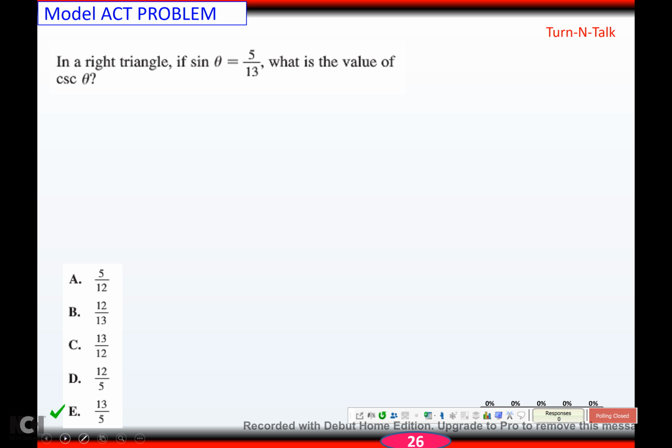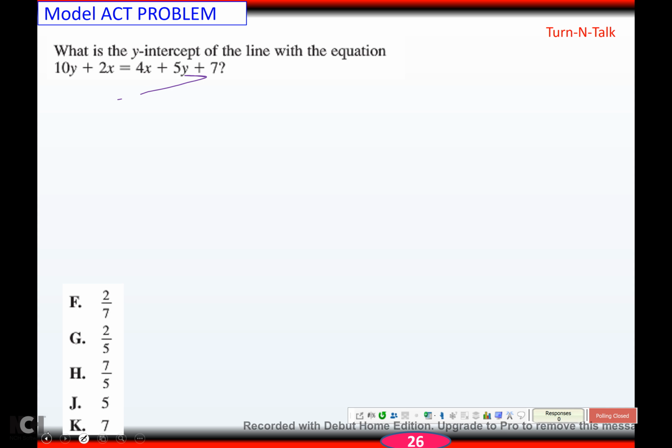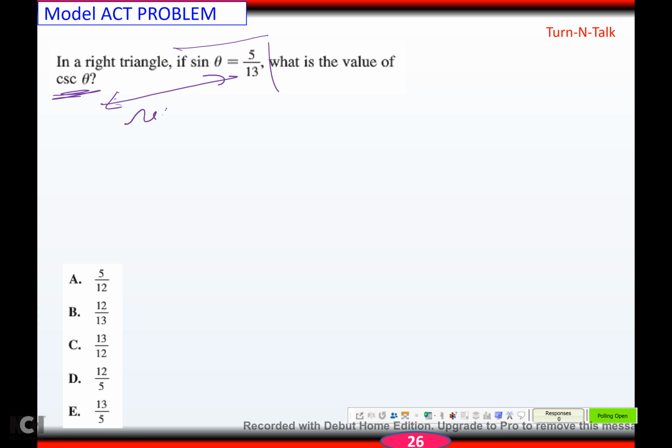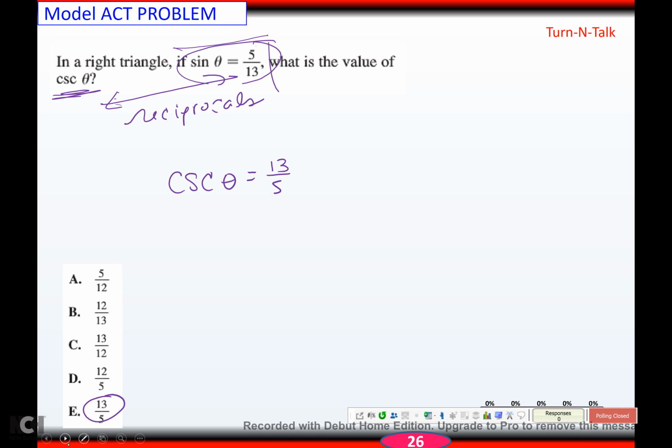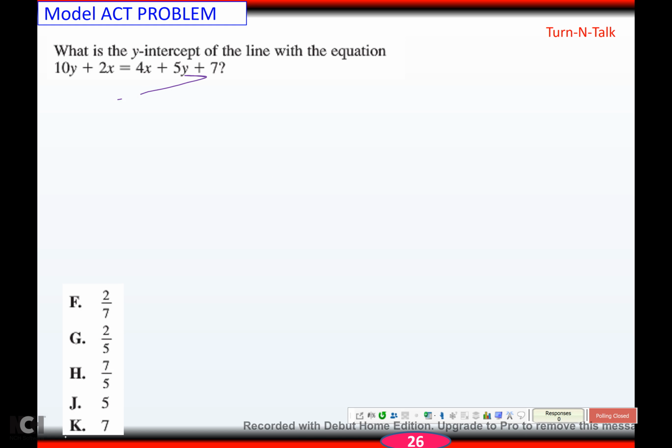Alright, in a right triangle, if sine theta is 5 over 13, what is the value of cosecant theta? Well, if you remember from your identities, sine and cosecant are reciprocals. These two are reciprocals to each other. So if sine is 5 over 13, then cosecant of the same angle is, flip it over, 13 over 5. Okay? Alright, try this one, hit pause, come back when you're ready.